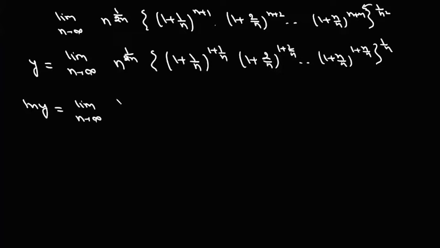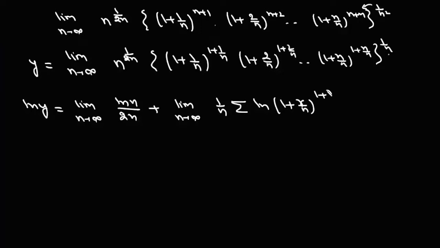Now we can write this as log n upon 2n plus, and this product will come out as a summation. So it will be this limit as n tends to infinity. We'll have this 1 by n, and then we'll have this summation of log (1 plus r by n) to the power (1 plus r by n), where r varies from 1 to n.